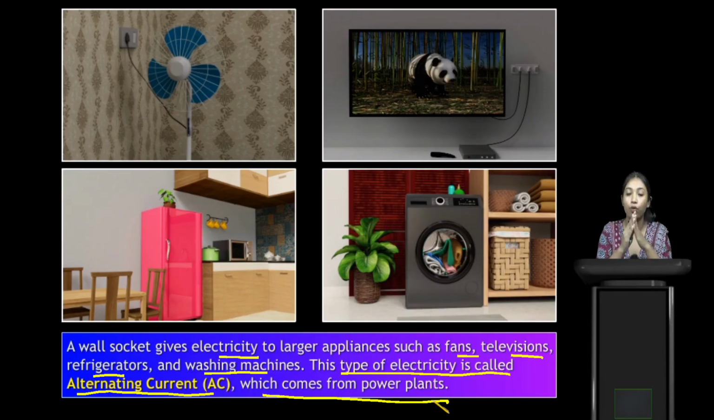So now it's clear what direct current is. Battery, which we are using in the remote, in the torch, in the wall clock, in the toy car, those things are called direct current, for small things. And for big appliances like a TV, fridge, washing machine, fan, where we are using a wall socket and a plug, this type of electricity is called alternating current, and it comes from power plants.